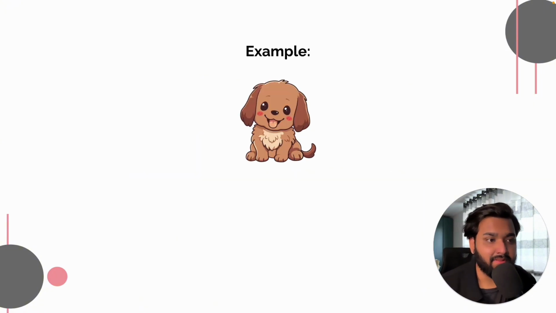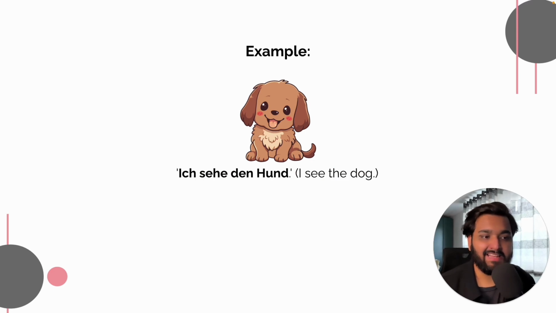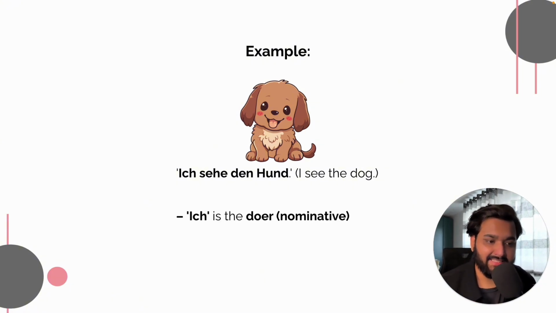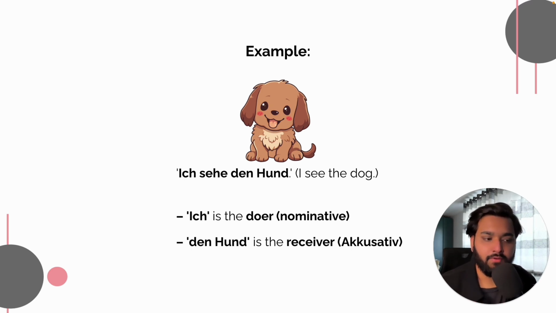Let's see an example. As you can see on the screen, this is a cute puppy. And how do you say, I see the dog? You say, ich sehe den Hund. Sehe, the verb, came from sehen. So ich, in this case, is the doer, that's why it's nominative. And the other one is den Hund, which is the receiver, that's why it's accusative.